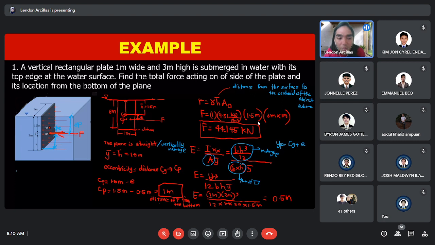So what if ang hinahanap dito is CP at from the surface? What is the value of YP there? So that is 1.5 plus 0.5, or that is the E. Two meters from the surface. Okay, gets na ba to? Gets po.